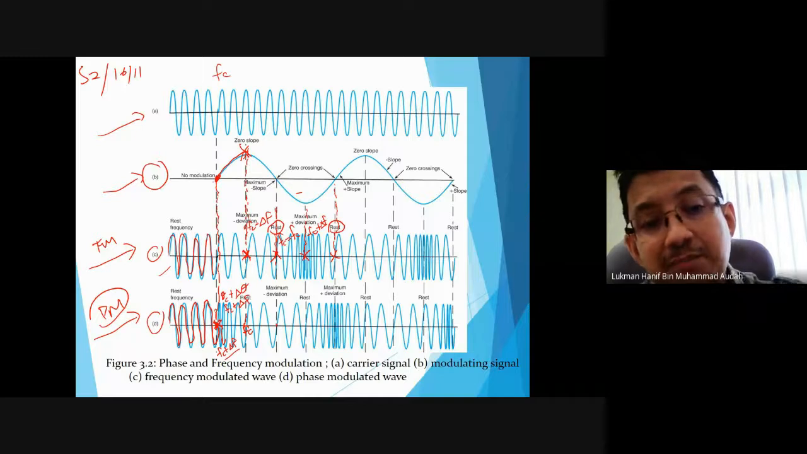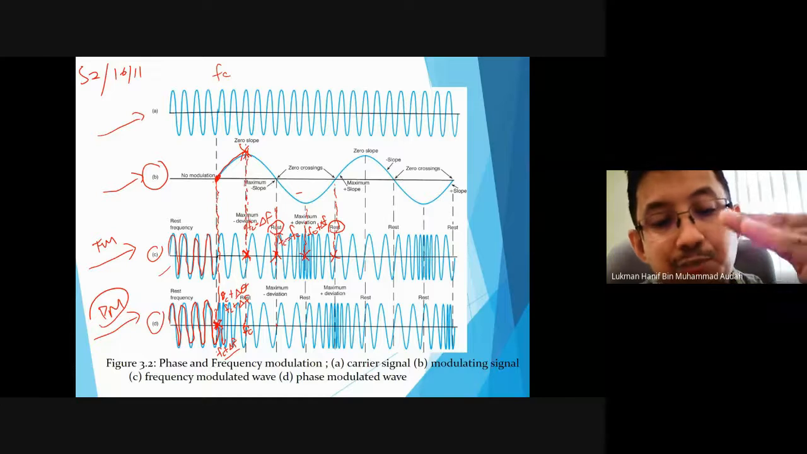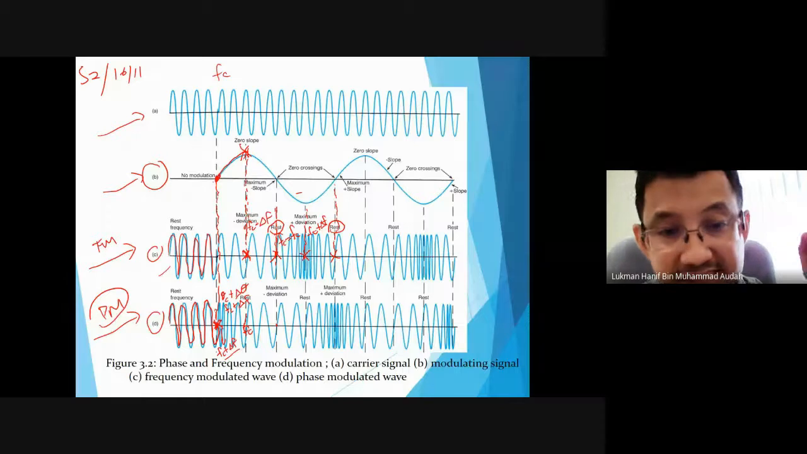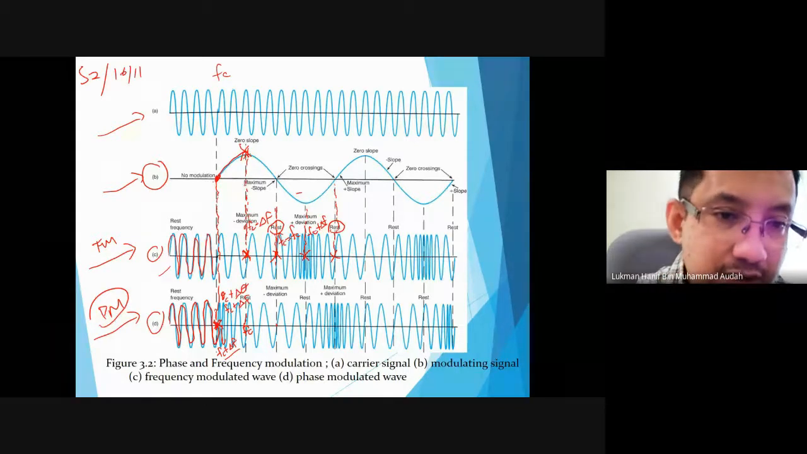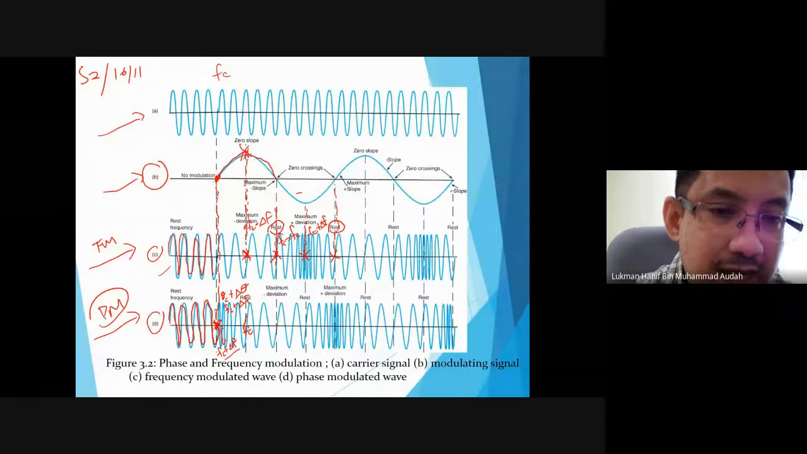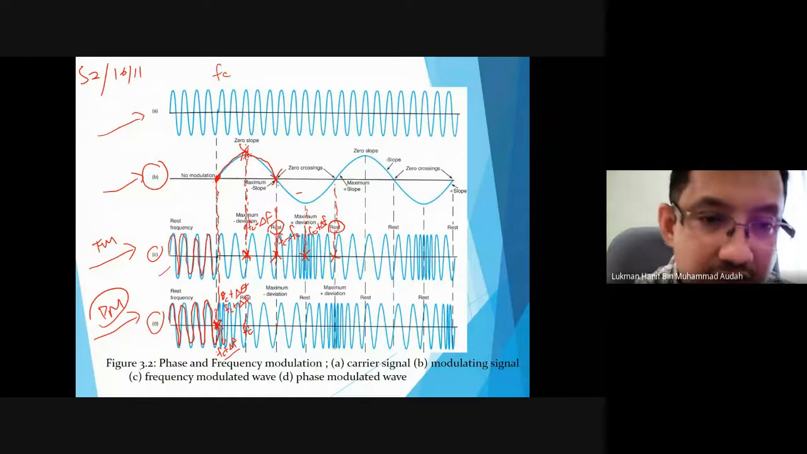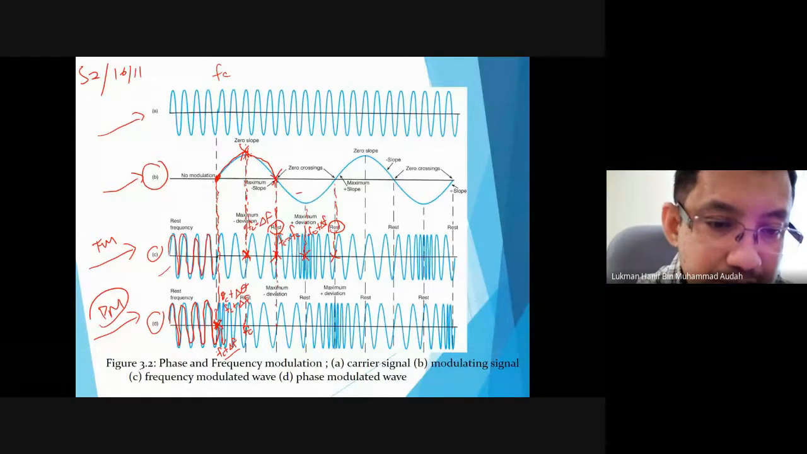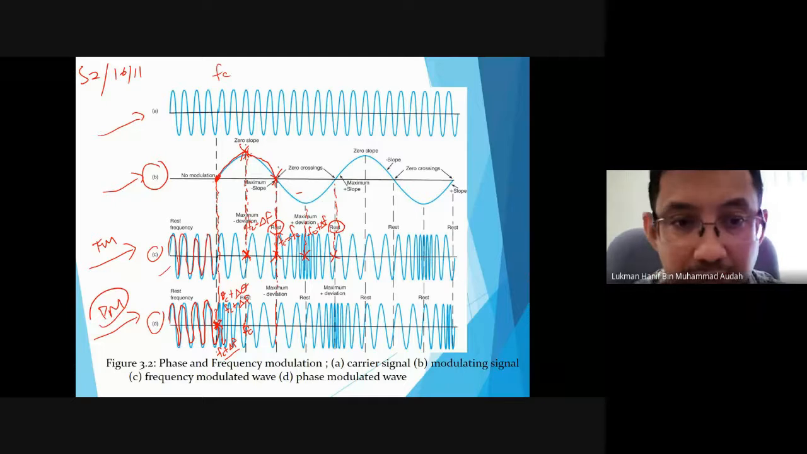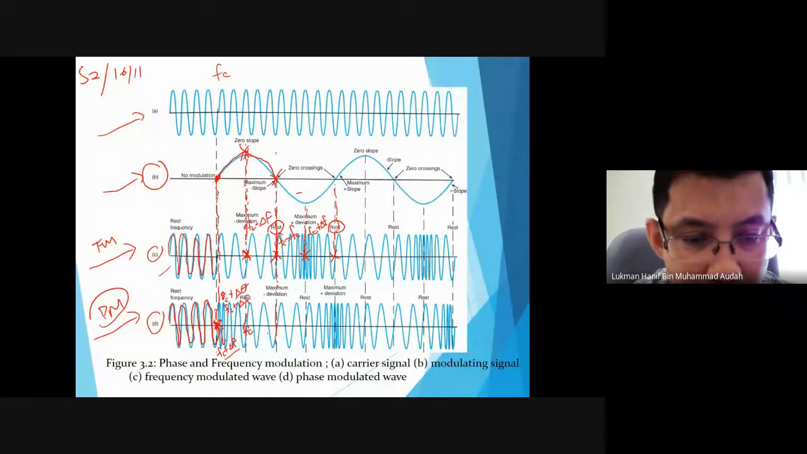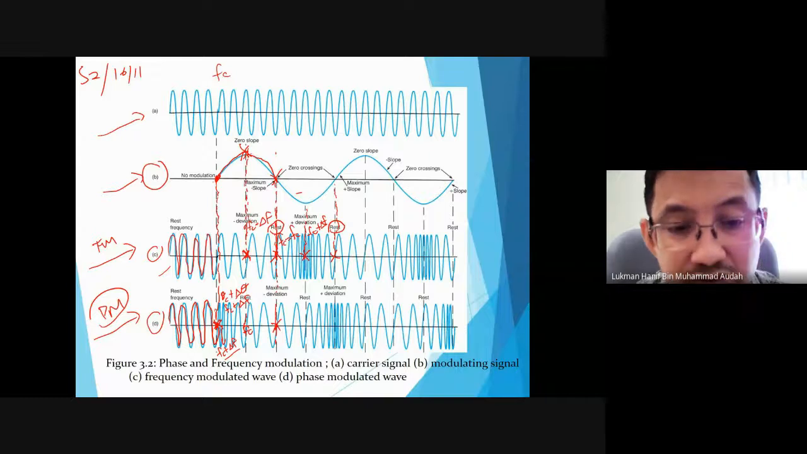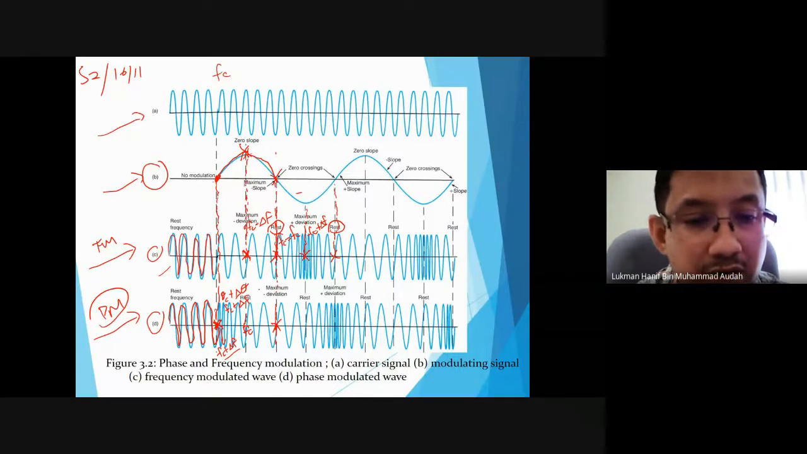Apabila VMT sampai kepada puncak positif, maka output phase modulation carriernya mempunyai frekuensi FC. Then the VMT moves until reaching the x-axis. And we're going to see that at this point, pada x-axis ini, VMT ini, carrier frequency is equal to FC minus delta F.